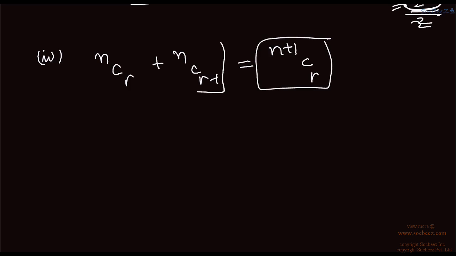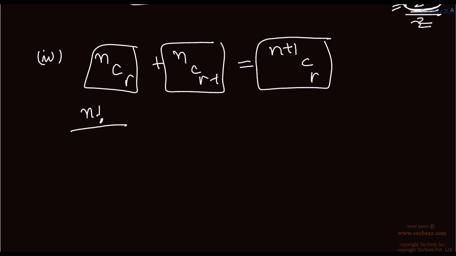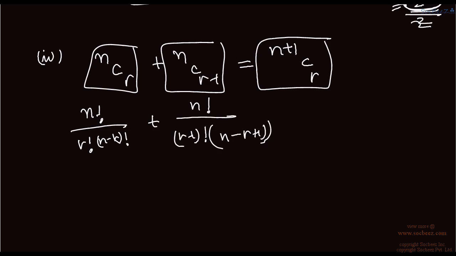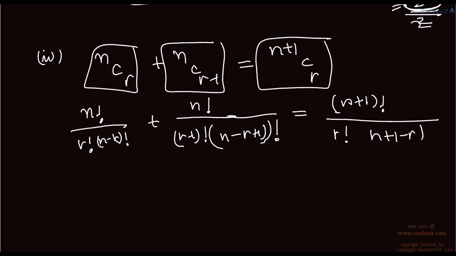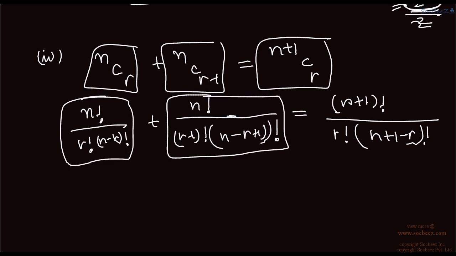Fourth property is nCr plus nC(r-1) is equal to (n+1)Cr. This is also extensively used. nCr, which is n factorial upon r factorial (n minus r) factorial, plus n factorial upon (r minus 1) factorial (n minus r plus 1) factorial, is equal to (n plus 1) factorial upon r factorial (n plus 1 minus r) factorial. So this is one of the most important identities of this chapter, and if you know these formulae, then you can just derive it.